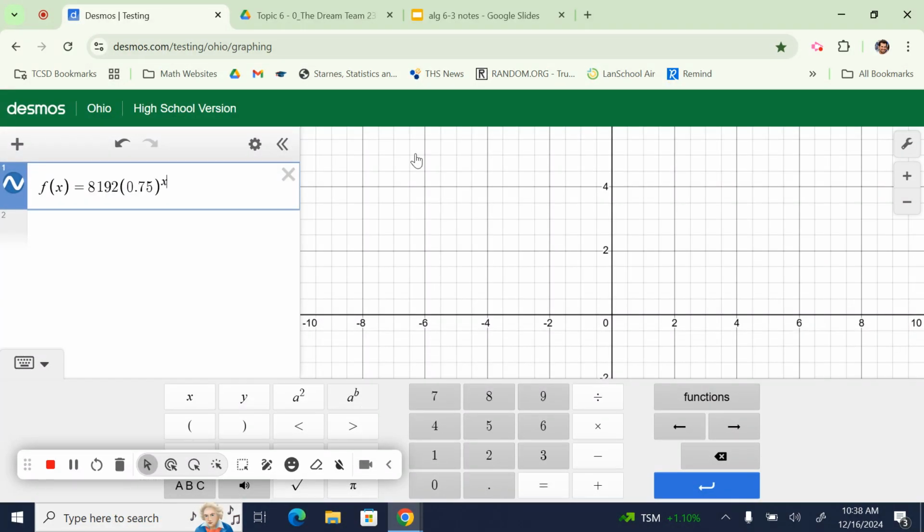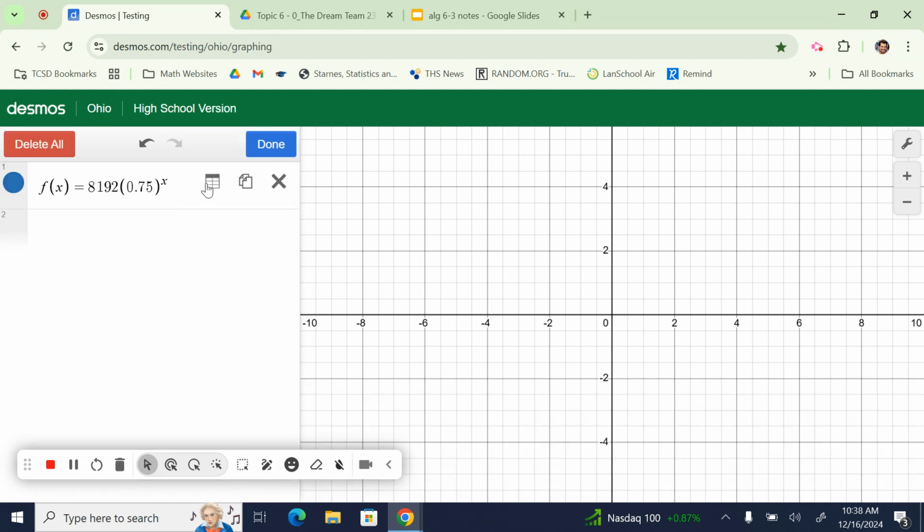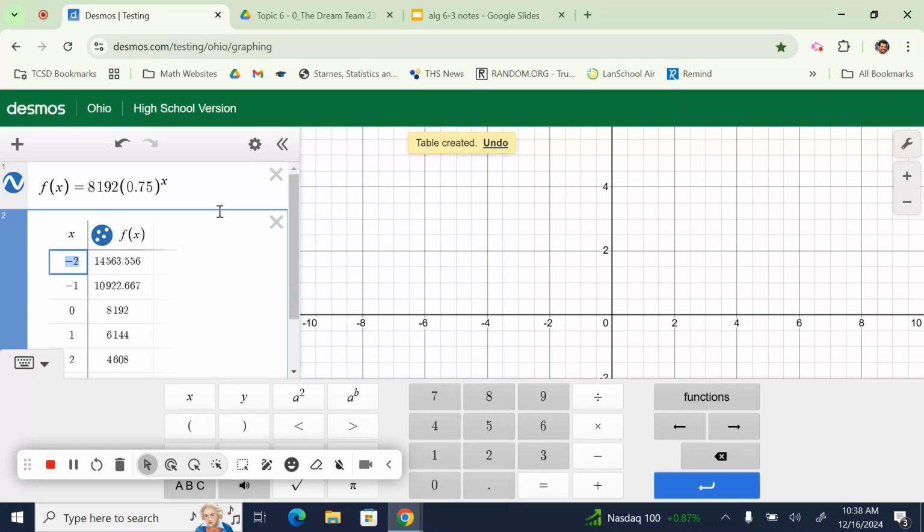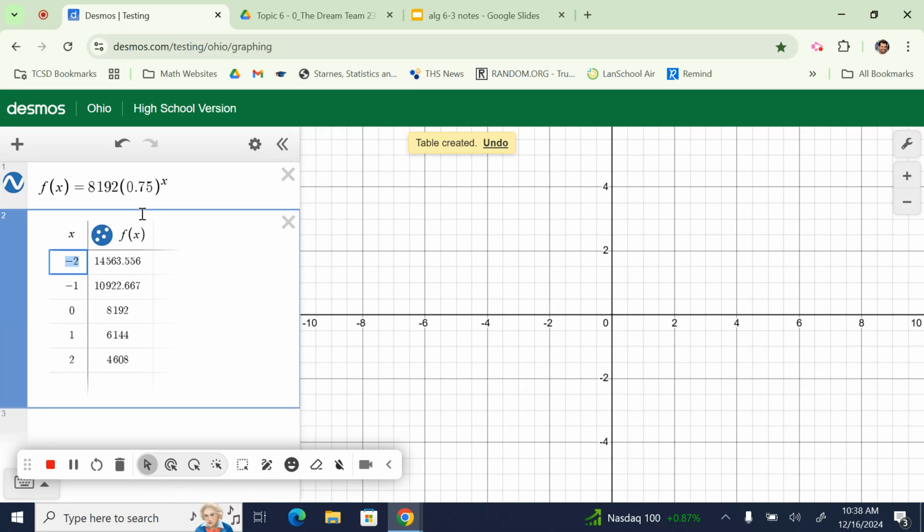And now I'm going to teach you this really fun and helpful thing in Desmos. So this button right here, it's called the edit list, but I think it's like the settings button. If I click on that gear button, you see this little table icon? I'm going to click on that table icon. What this is doing, and this now just created a table of values for this function, right? If you look at your notes, right? 0, 8192, 1, 6144, 2, 4608. So it's the same table.